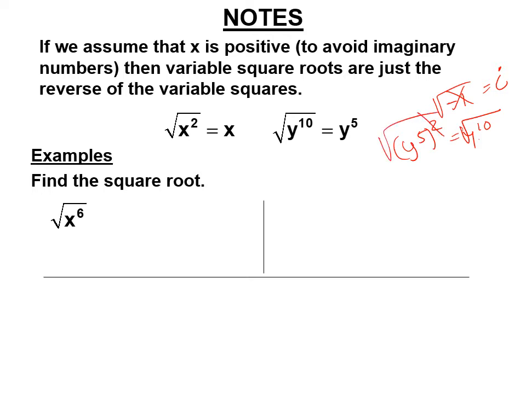All right, so let's see that. The square root of x to the 6th is x cubed. All right, why is that? Because x cubed times x cubed is x to the 6th, right? You don't add to get x to the 9th, you add the exponents. Square root of x to the 12th, that's x to the 6th. x to the 6th times x to the 6th, or x to the 6th squared, is x to the 12th.